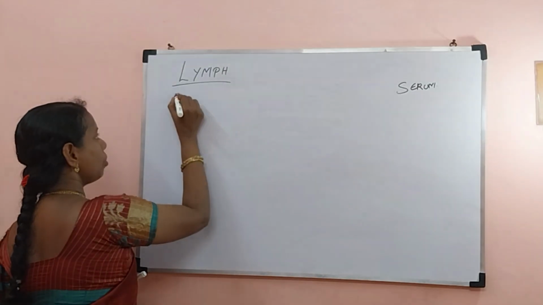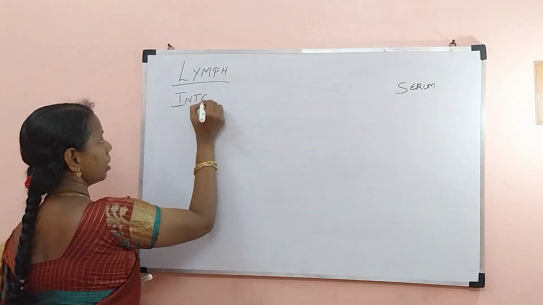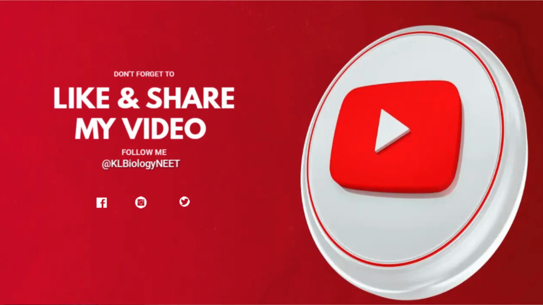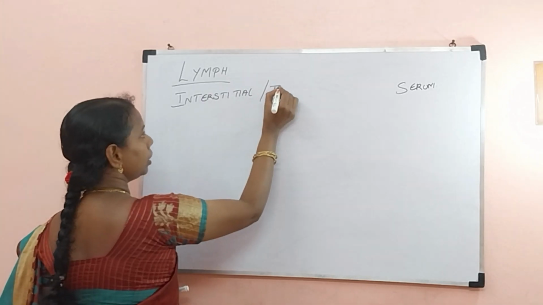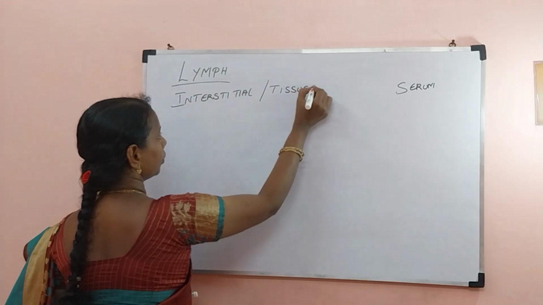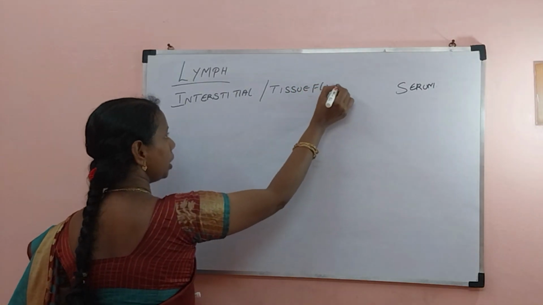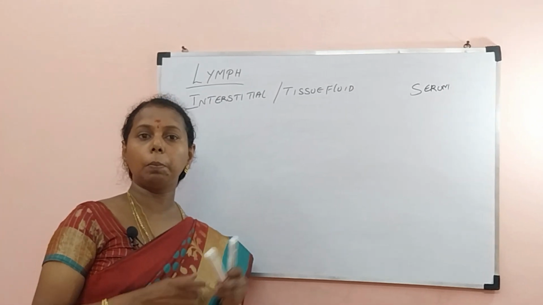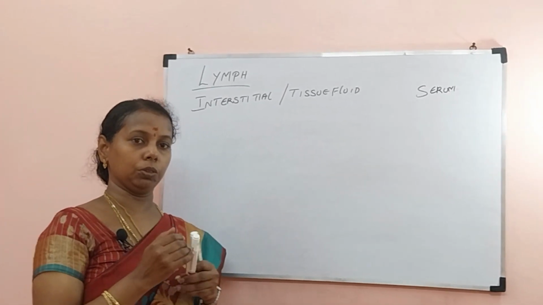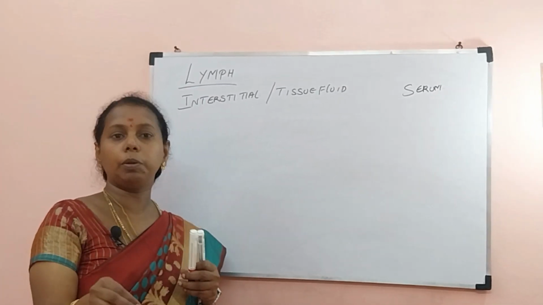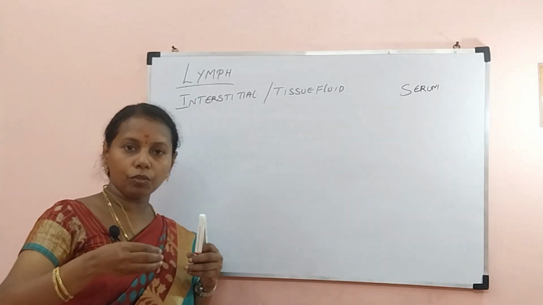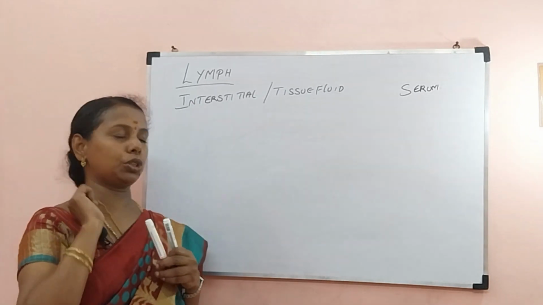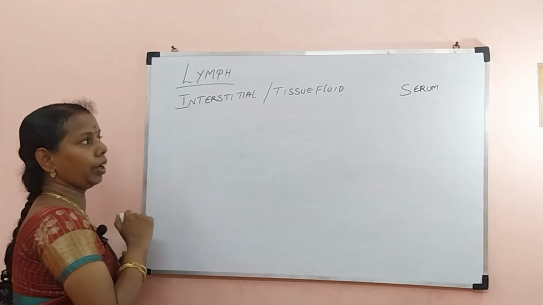What is the other name of lymph? Yes, it is interstitial fluid, or otherwise tissue fluid. So it is actually the mediator between the blood and tissue. Blood cannot directly bathe the tissue; only via the lymph does it bathe the tissue. So it is called tissue fluid.